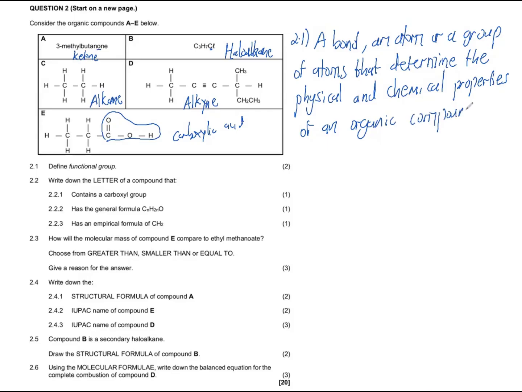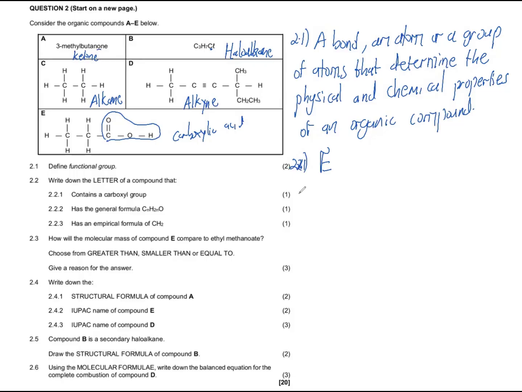Right. So that's it. A bond, an atom, or a group of atoms that determine the physical and chemical properties of an organic compound is known as a functional group, right? Then 2.2 says, write down the letter of a compound that contains a carboxyl group. Now, carboxylic acid is the one that contains a carboxyl group. So you see now, it's just plug and play.